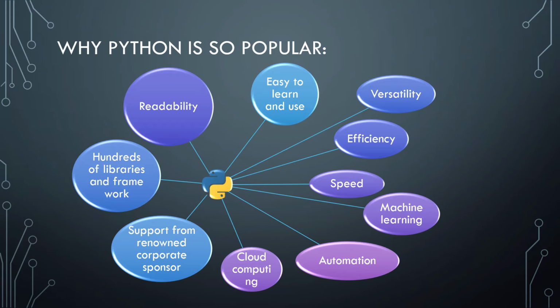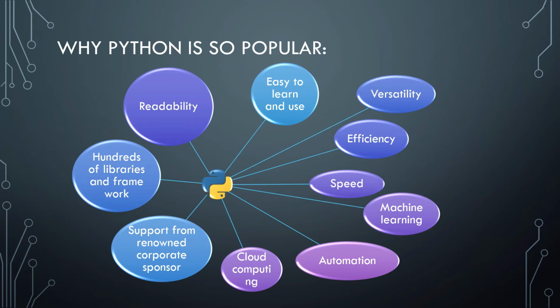It is a very efficient language. The speed of Python is fast. It can be used in machine learning, which is basically a field of artificial intelligence. In artificial intelligence, you can use Python. In automation, you can use Python. In cloud computing, you can use Python. Its readability is so good.